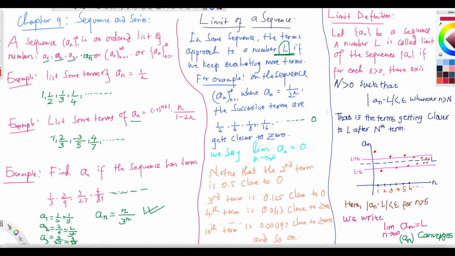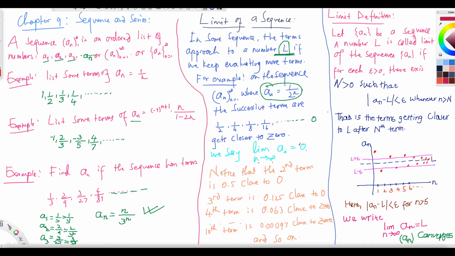Okay, and the sequence we see here is a convergent sequence. It converges because when you calculate more and more terms, the values of the terms are getting close to 0. So basically this sequence has limit 0. How do we write that? We write limit as n tends to infinity of an equals 0. Okay, limit as n tends to infinity of an is equal to 0. That's how we write it if the sequence converges.